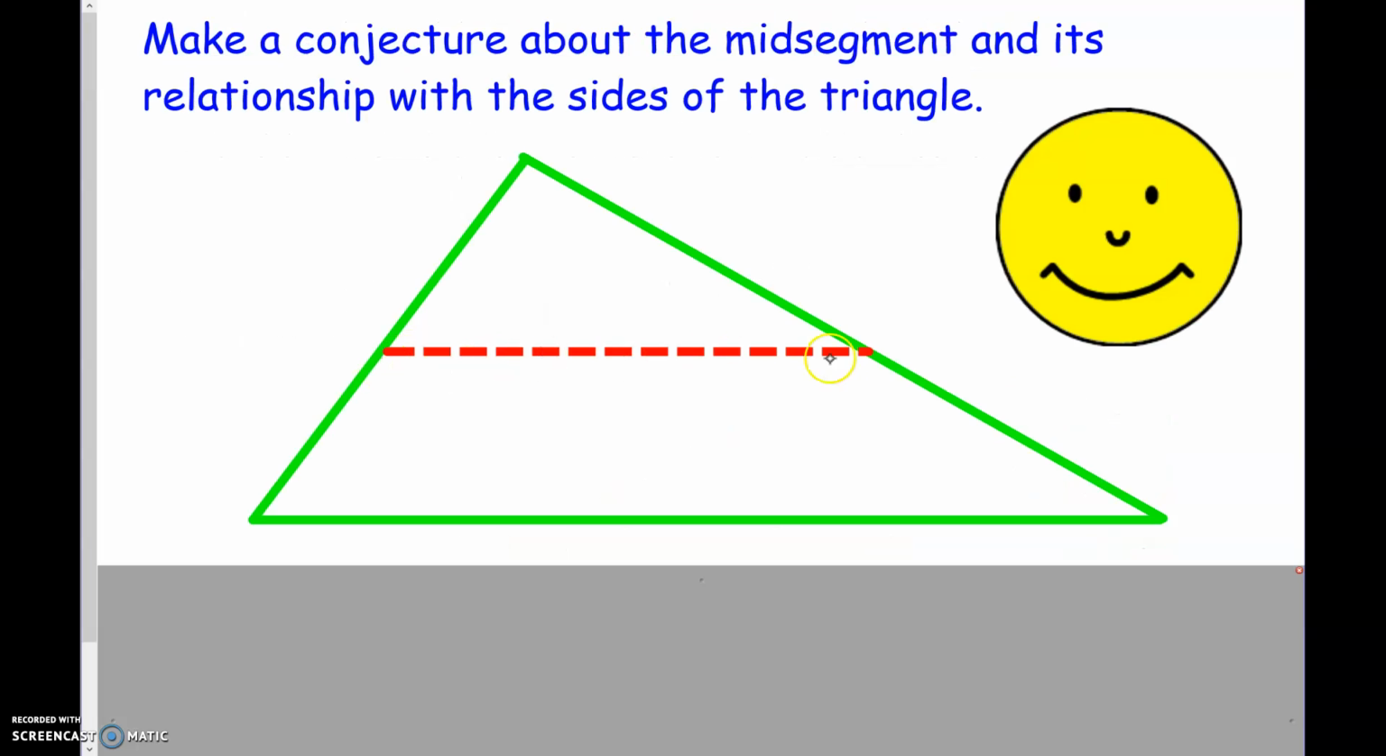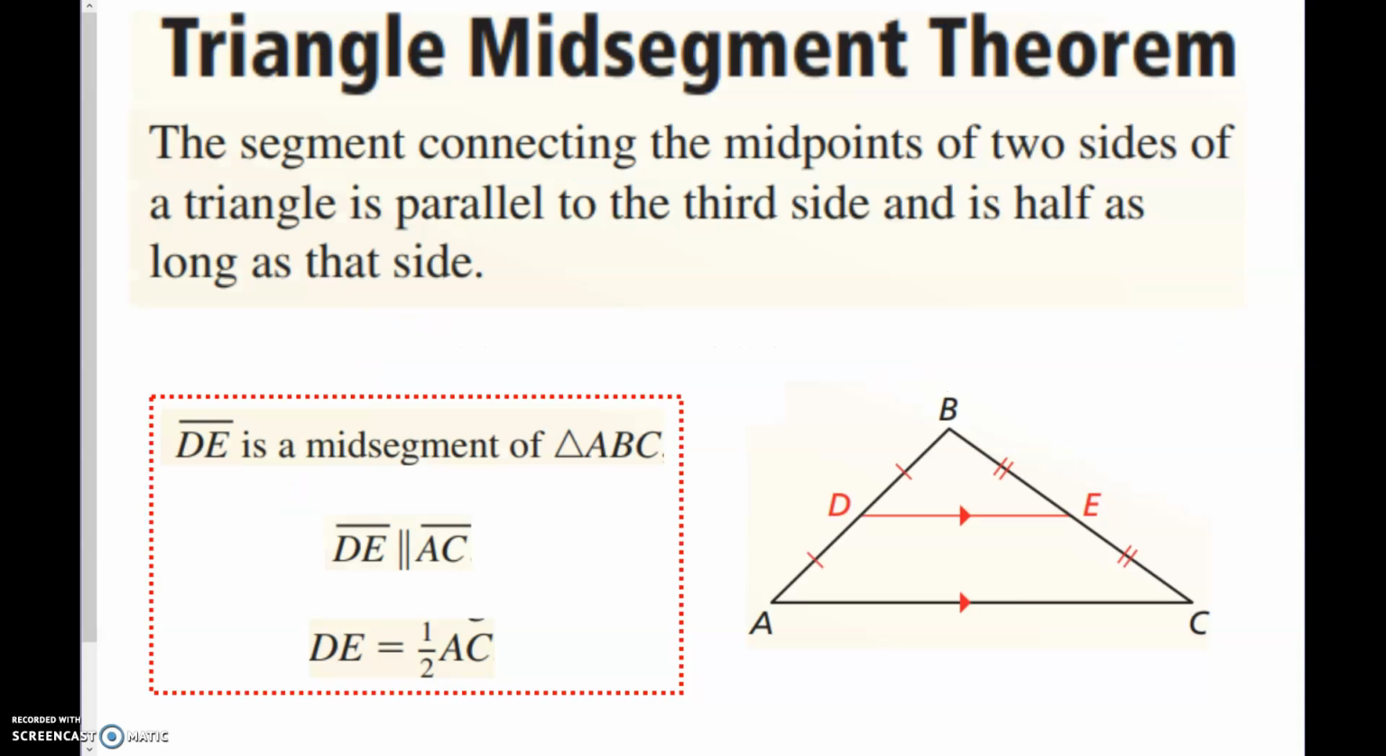Okay, so this red line is parallel to this, and it is also half. All right, so here is the triangle midsegment theorem. If you need to, go ahead and stop this video and write this down. There are two things we conclude. One, the most obvious that you get is that DE is half of AC.